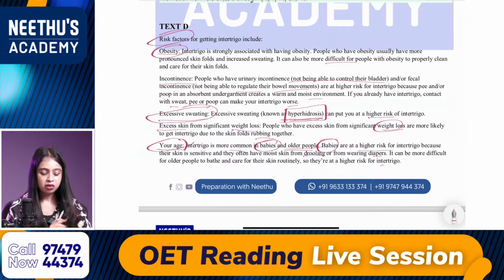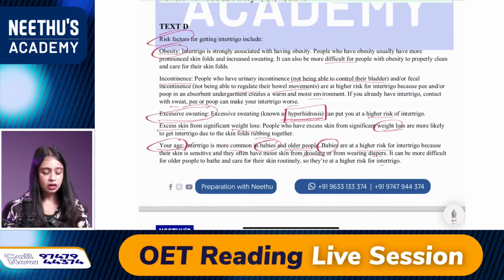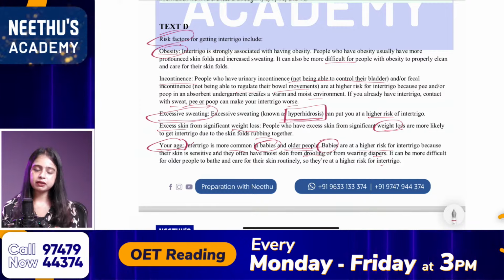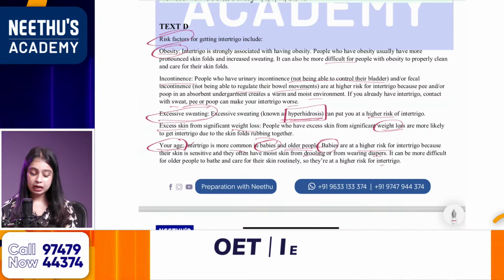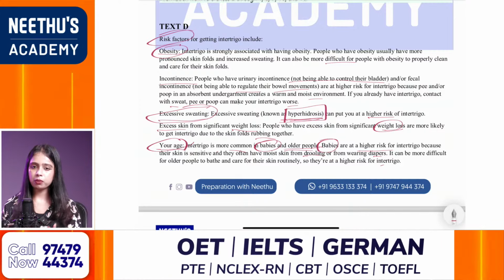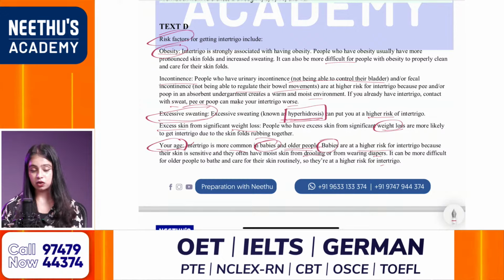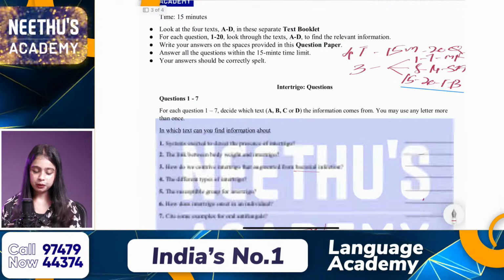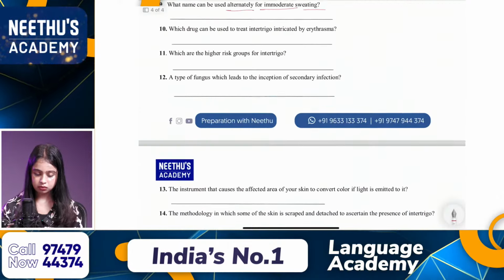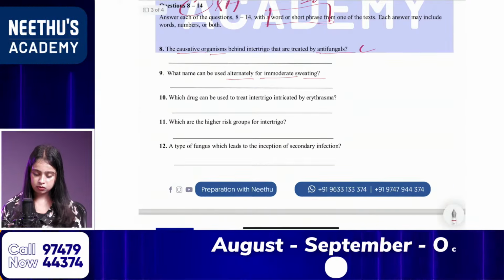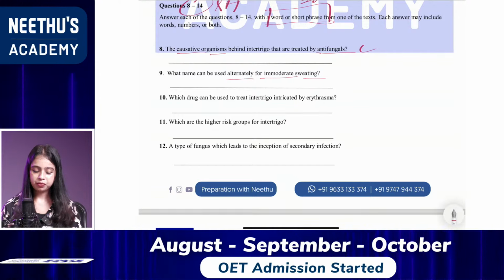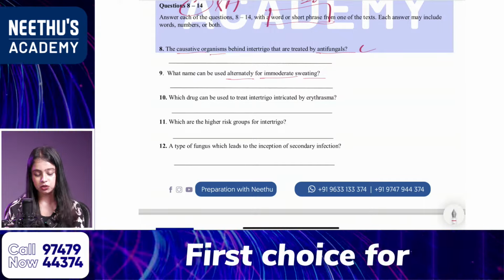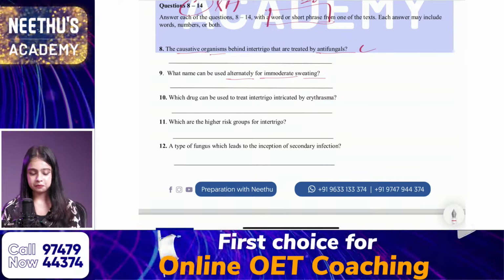Okay, Reba, yes. 8th one is yeast and dermatophytes. Very good here. One suggestion I have, it's not yeast and dermatophytes, it's yeast, dermatophytes. It's not and, it's comma. Yeah, so what about the next one? 9th one is hyperhidrosis. Okay, and 10th question, any idea? Let me know in the comment box. What is your answer for question number 10?